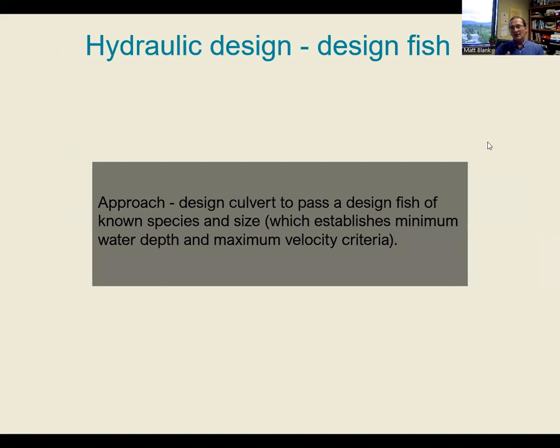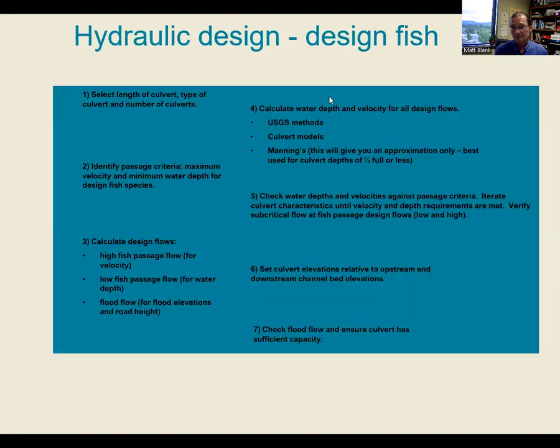So a little bit about a second design approach, and that's the hydraulic design, where you're designing the culvert to pass a designed fish of known species and size. Based on that species and size, you know the depth and velocity that fish can maintain. This is an iterative process. Most engineering design is an iterative process.